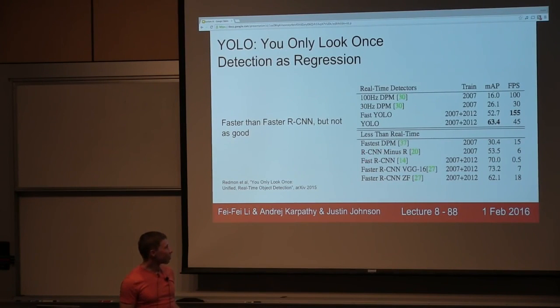Then there are these different versions of Fast and Faster RCNN. These pretty much all beat YOLO in terms of performance, but are quite a bit slower. So that's a neat twist on the detection problem.